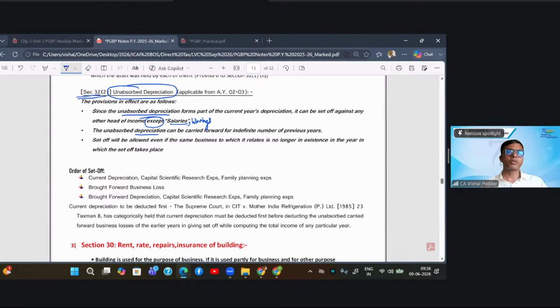Next, if this depreciation could not be set off or adjusted in the current year because there are no incomes, then it can be carried forward for any number of years. This point is similar to 35AD loss. Even for 35AD loss, same benefit was given, that it can be carried forward to any number of years. Yes, Arup, I mentioned that.